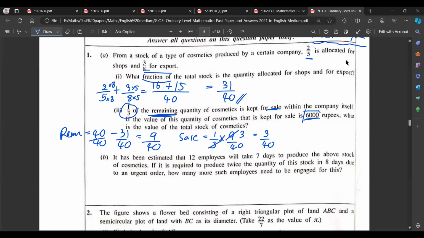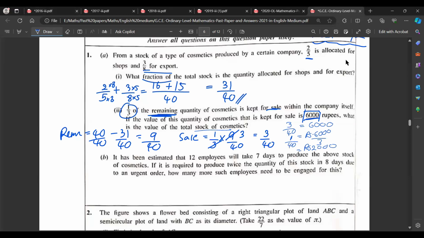It is actually 6,000 rupees. So 3 over 40 is used for the sale, and it is 6,000 rupees. They ask for the total. If 3 parts equal 6,000 rupees, what is one part? 6,000 divided by 3. One part is rupees 2,000.